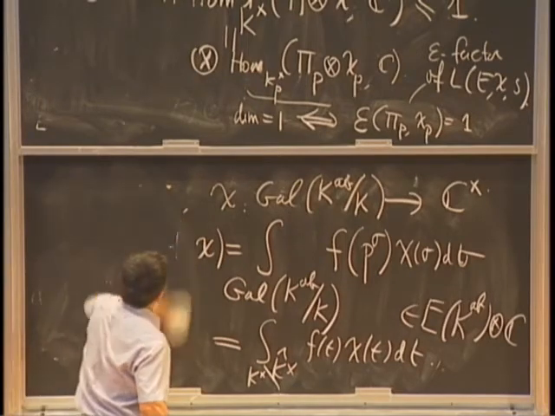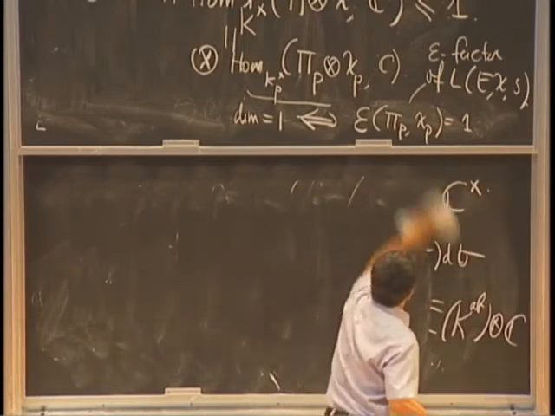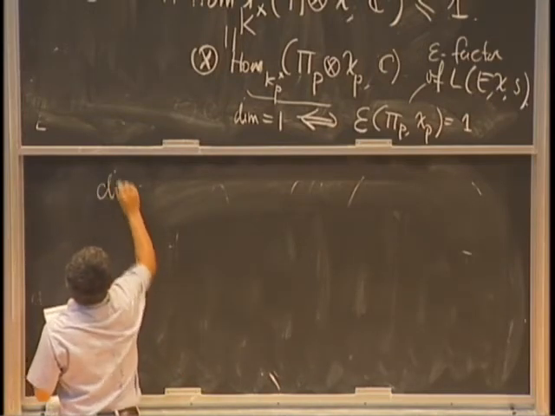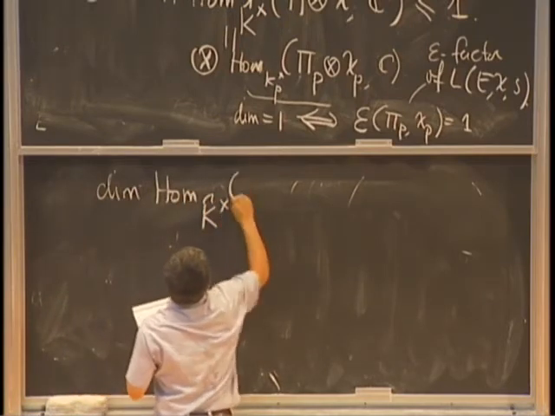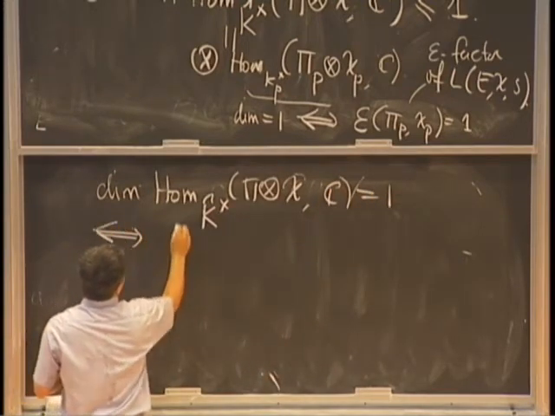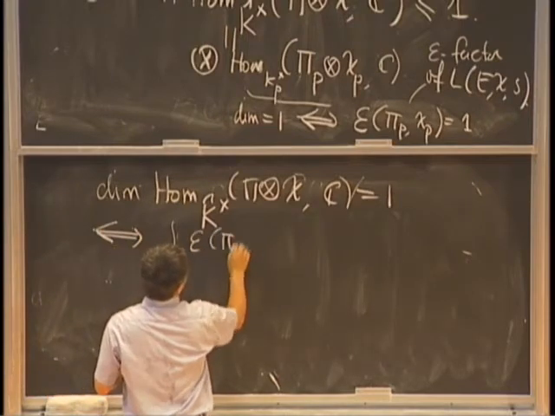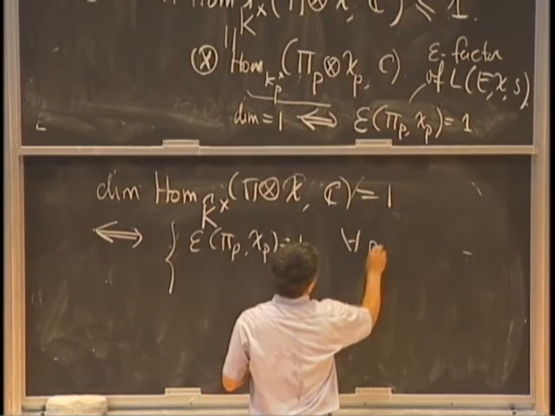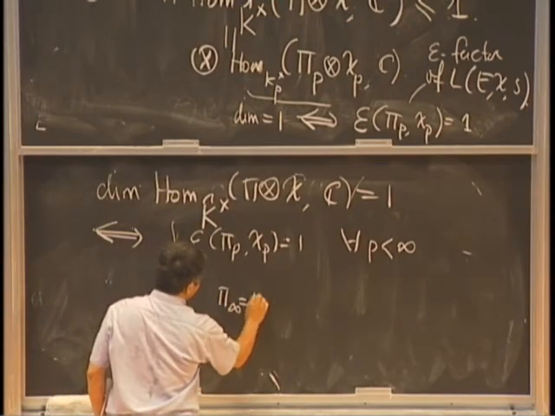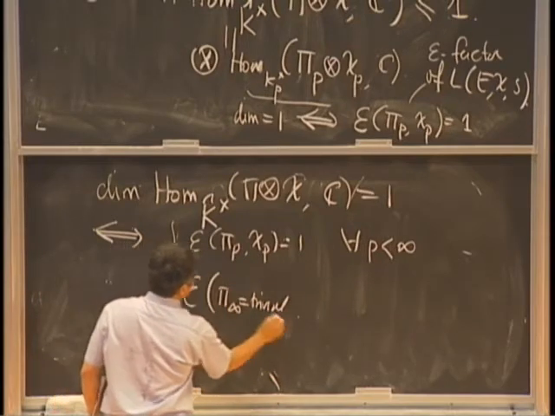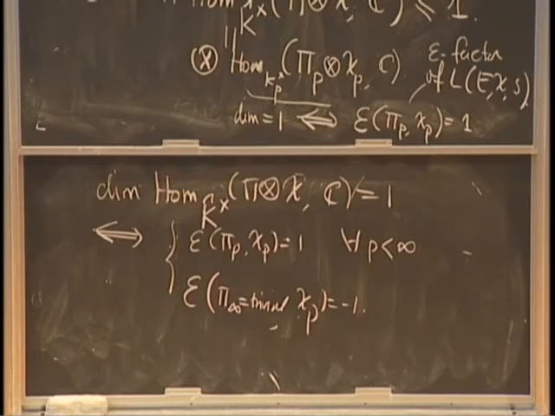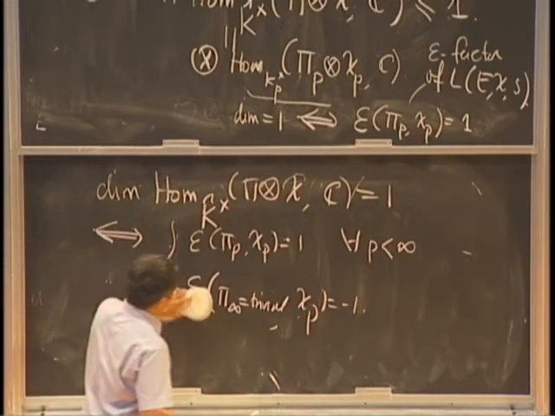Okay, so the consequence will be the following. The dimension of Hom over K cross of pi tensor chi to C equals 1 if and only if epsilon of pi p chi p equals 1 for p less than infinity. But you say I forgot about pi infinity. Usually for pi infinity, you take the trivial representation in this part. So this one, epsilon at infinity, is always equal to -1. It's not a weight two representation, it's a trivial representation. Now, I should not write this in, but it probably doesn't really matter here.